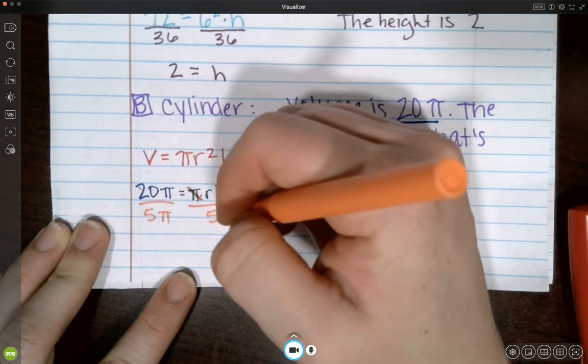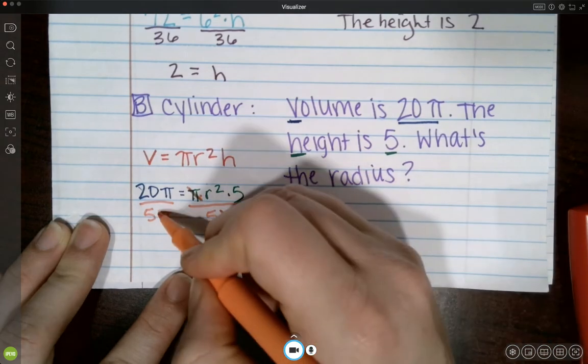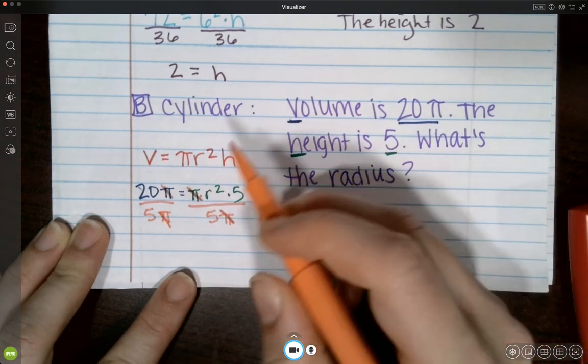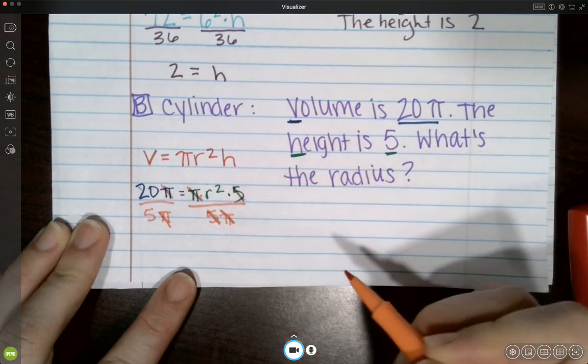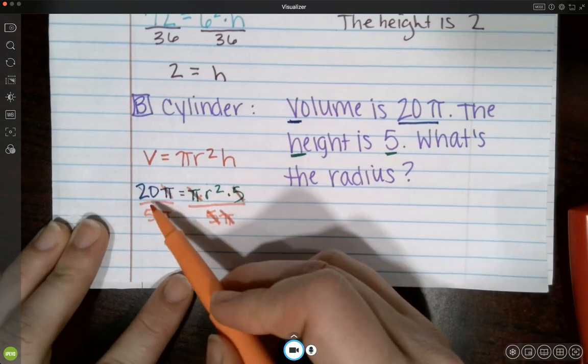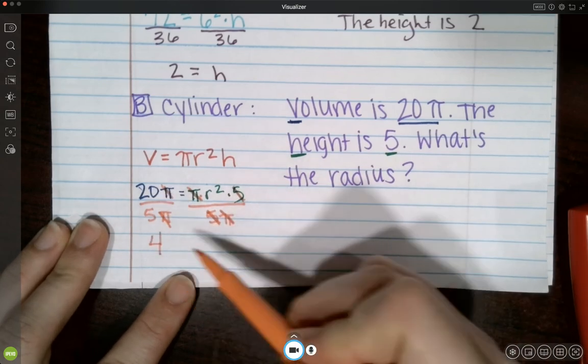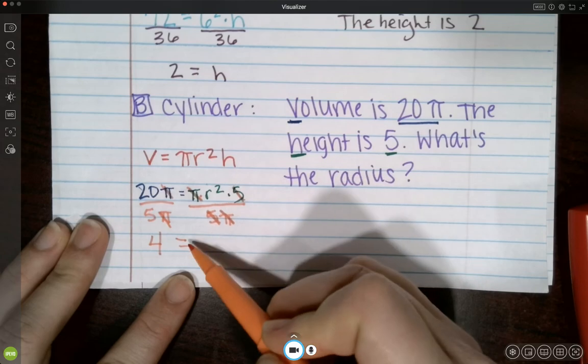This pi cancels this pi. This one cancels this one. This 5 cancels this 5. So I have 20 divided by 5, which is 4, equals, and I'm left with r squared.